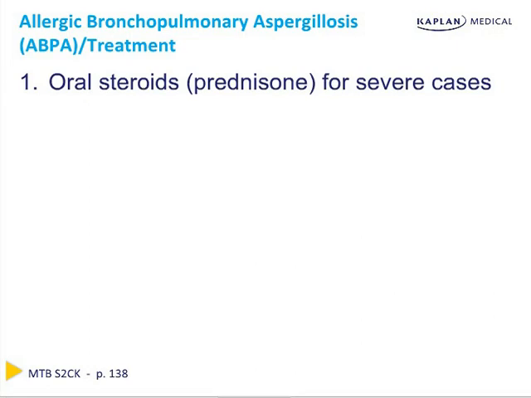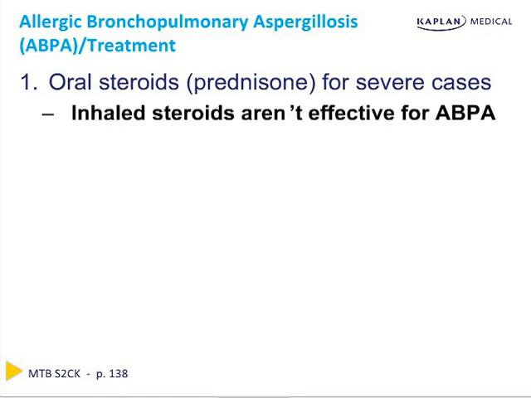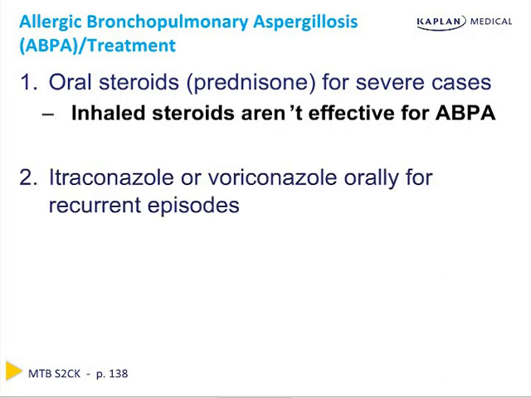During an acute flare of ABPA, the optimal treatment is oral steroids, such as prednisone. Inhaled steroids are not effective for ABPA. Because this has a fungal etiology underlying the allergic reaction, using itraconazole or voriconazole can be useful in the situation of recurrent episodes.